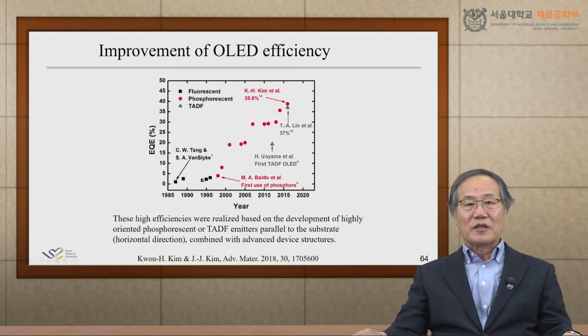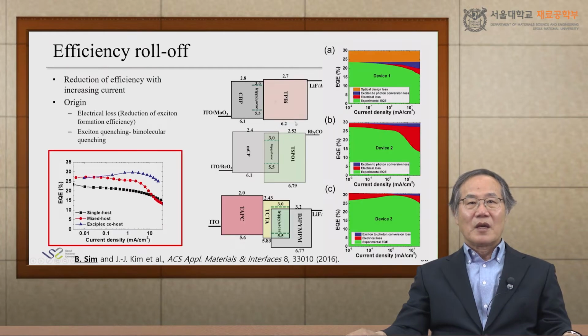And then this is the improvement of devices during the last 30 years, to get this 40% or approaching 40% EQE. More recently a little bit higher, but almost the same as 40% are reported in these devices. Now let us consider efficiency roll-off.